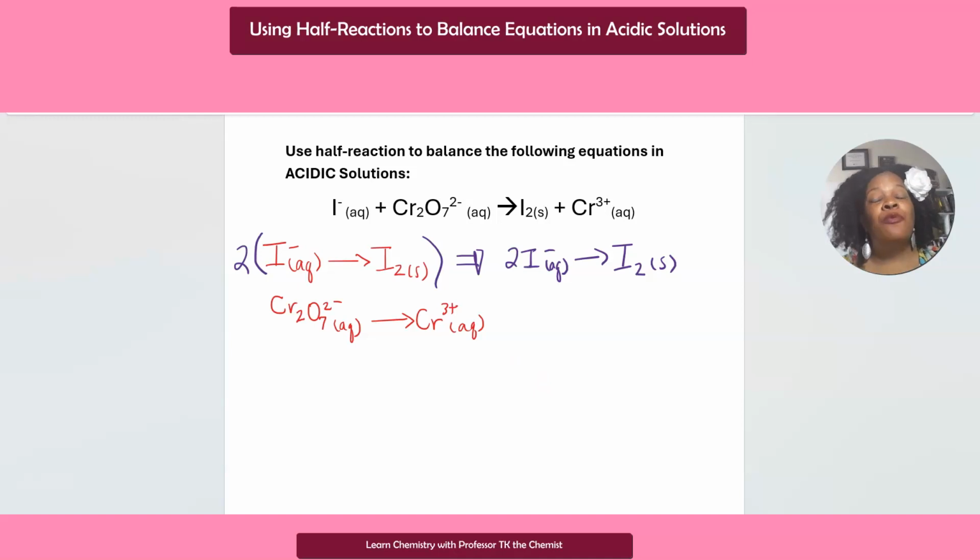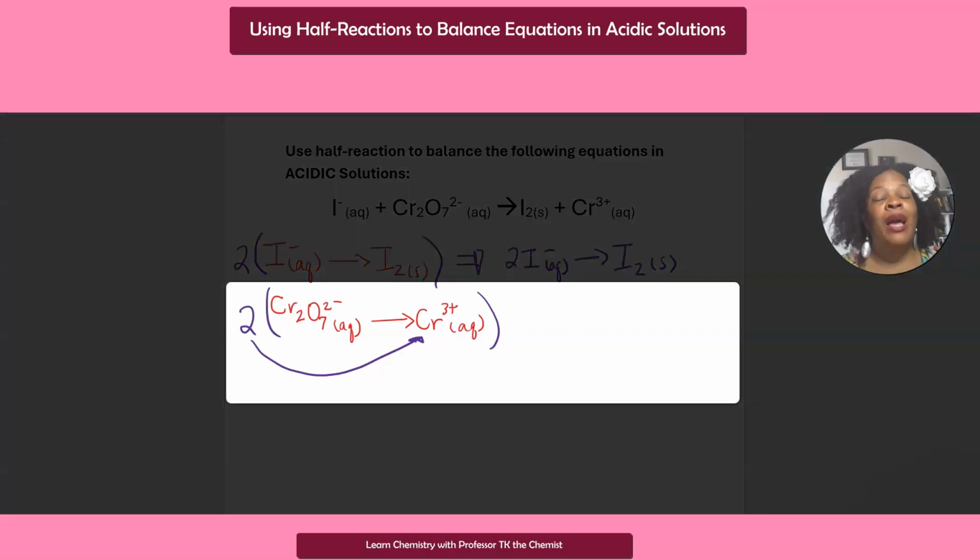Now, we're going to do the same thing for chromium, meaning we have 2 chromiums on the left, but we have 1 on the right. So what are we going to do? We're going to actually multiply that particular reaction also by 2 to make sure that we can balance that one out. But we're going to multiply the 2 times the chromium right here, okay? Again, the same thing holds true for the Cr2O7: if we make that 2 go to the dichromate ion, that's going to cancel out your chromiums, and you're going to end up with 1 chromium on the right. So that 2 is only for the Cr with the 3+ charge.